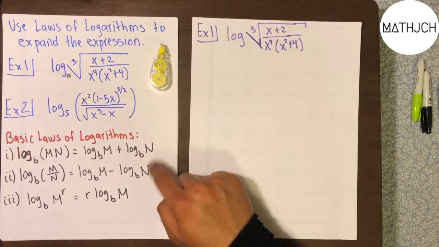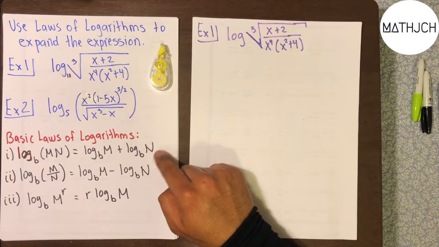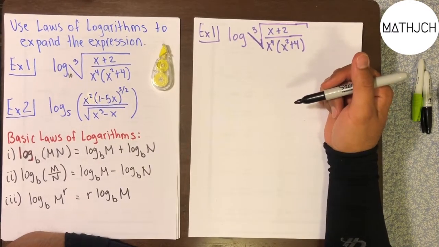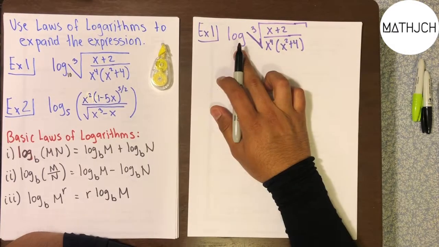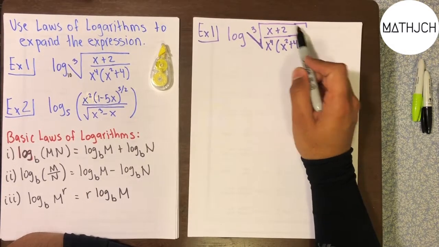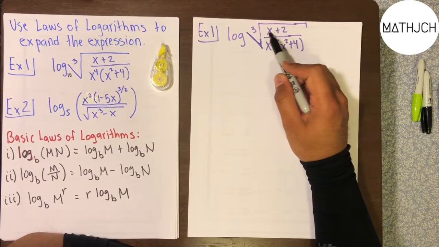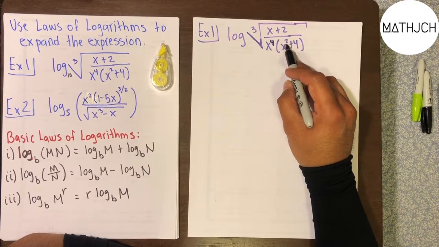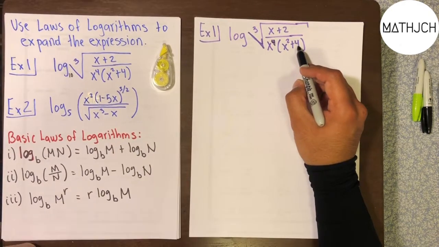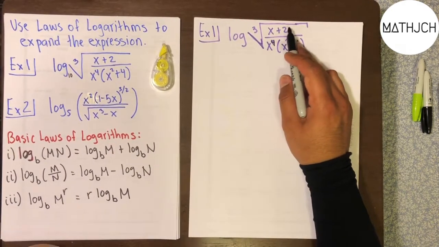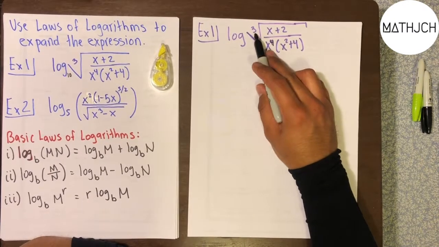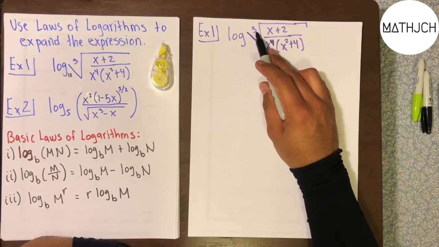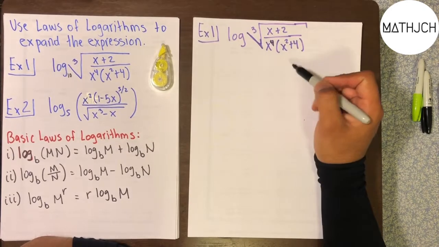And we have some basic laws of logarithms that we're going to be using. So let's get started. For our exercise number 1, we have log of a cube root of this expression. We have x plus 2, x power 4, multiplied by x squared plus 4. Notice here that all of this is inside the cubic root, meaning a root with an index of 3.